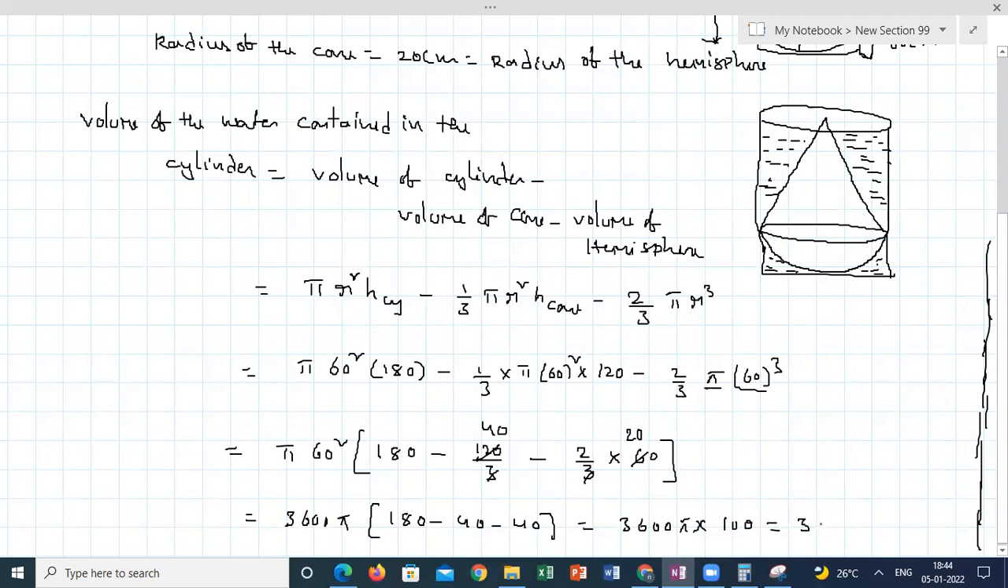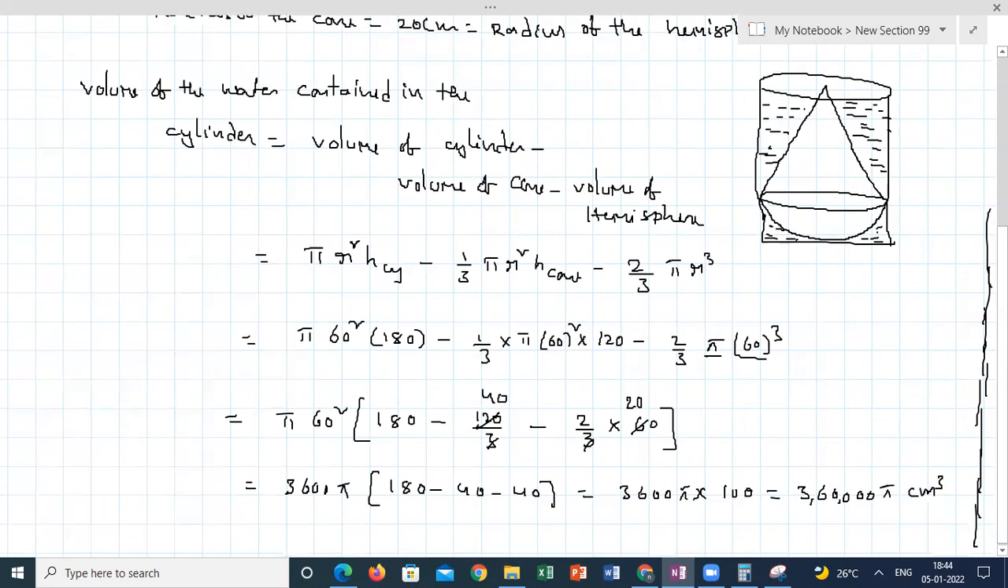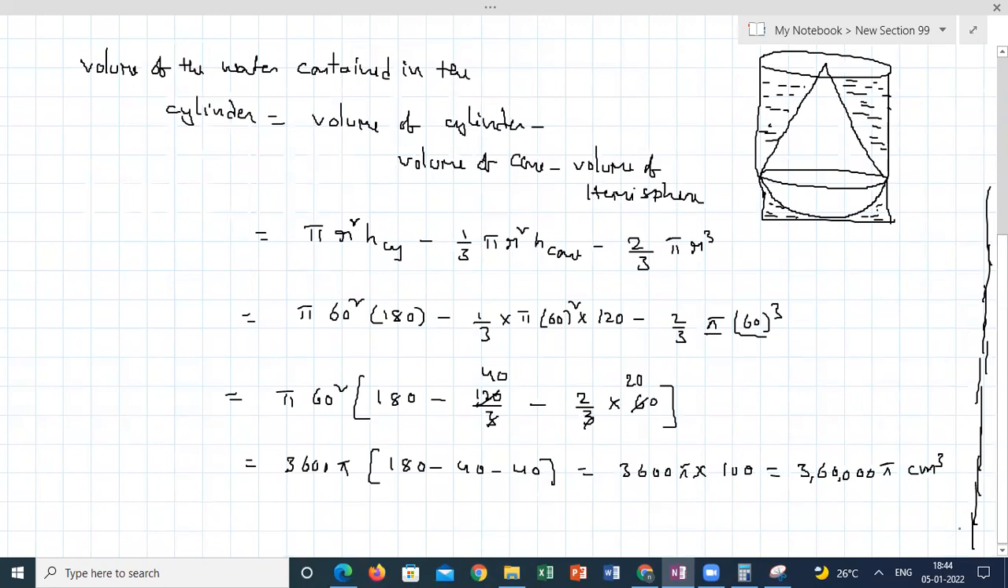So 3,60,000, no, 3600, 3,60,000 pi centimeter cube of the water is left in the container. Is it clear, students?